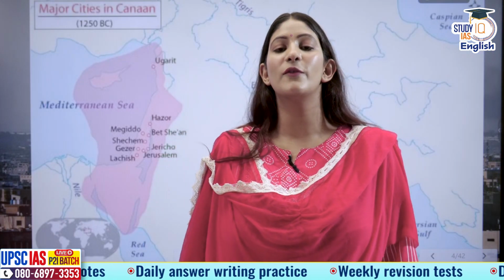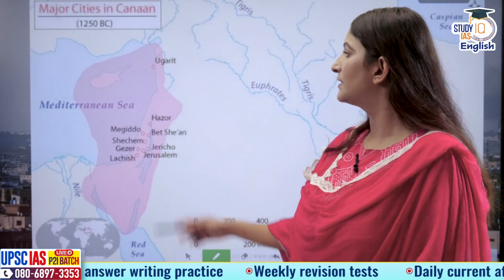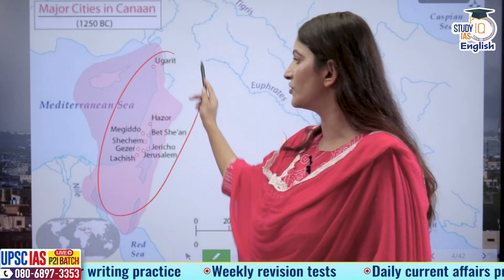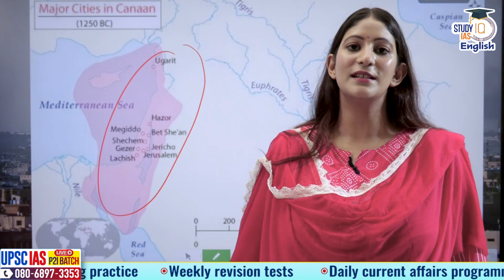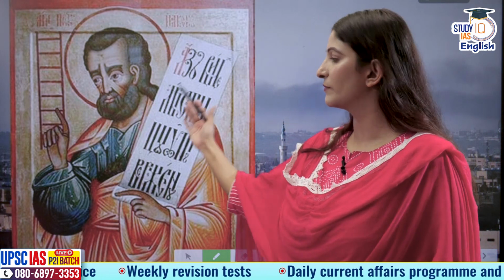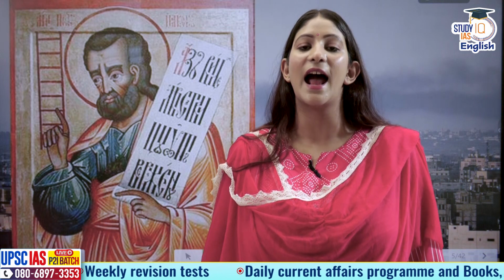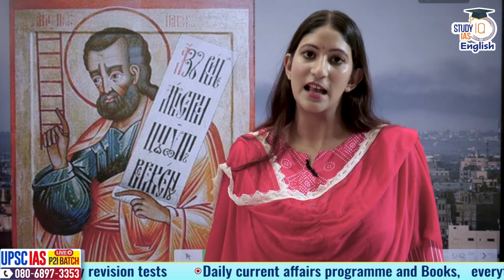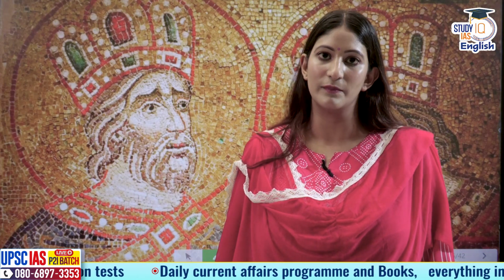The descendants of Abraham were enslaved for many years. After that, they settled in Canaan, that is the present-day Israel region. Most importantly, Jacob, his name was given by the Hebrew God as Israel. So Israel has been mentioned in the Hebrew Bible.